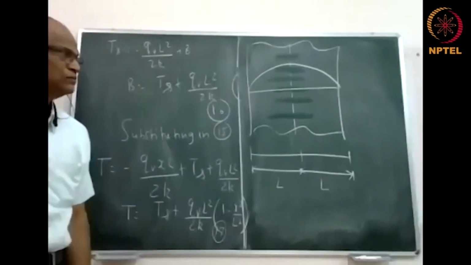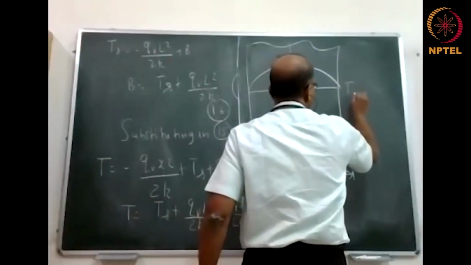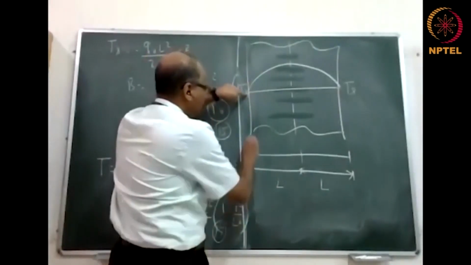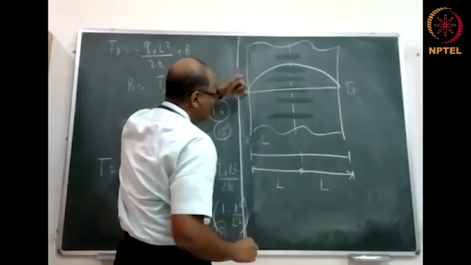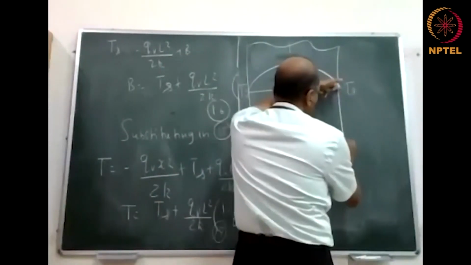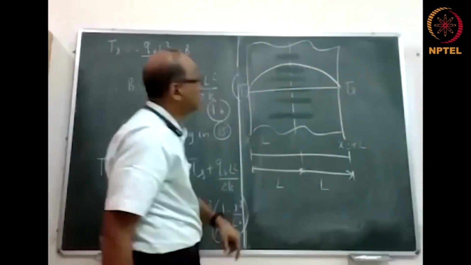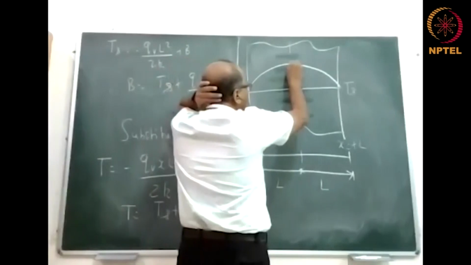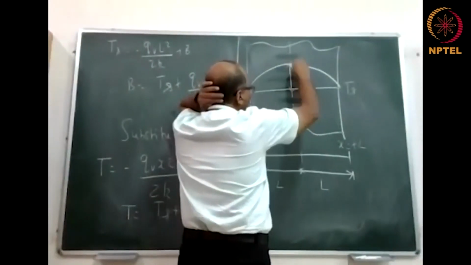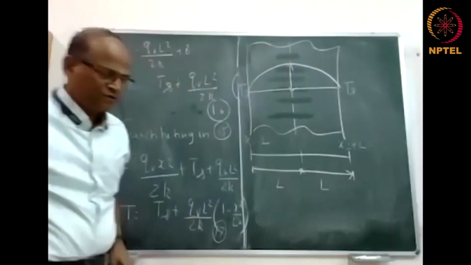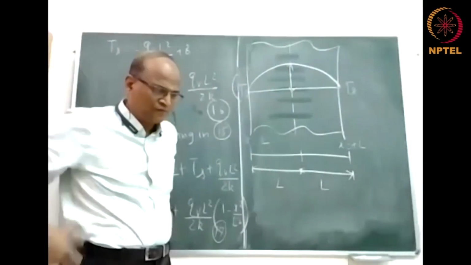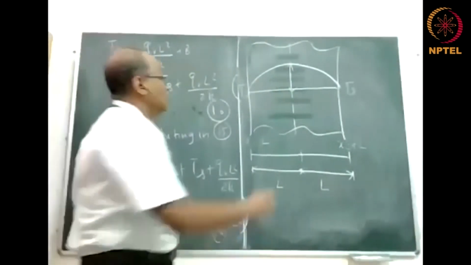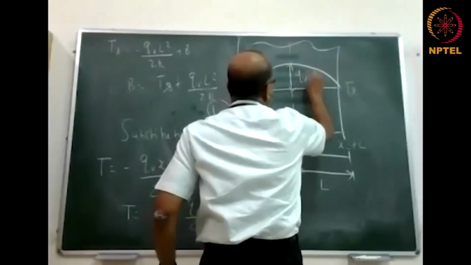So that's the temperature. At x equal to minus L, temperature is Ts. At x equal to plus L, temperature is Ts. And it is symmetric about x equal to 0. That is why dT/dx is 0 here. And what is this term? Can you tell me what this is? QvL square by 2K. Exactly.